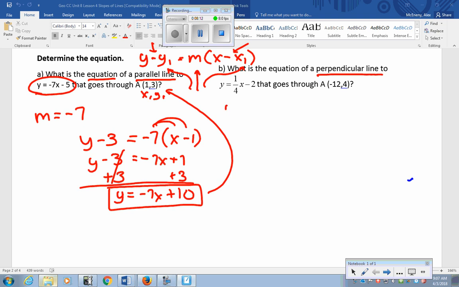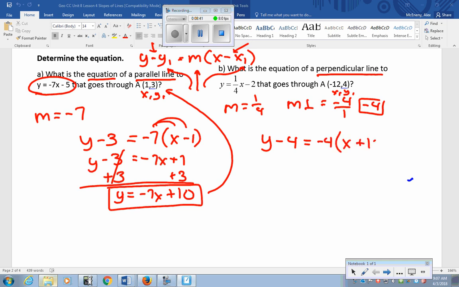Now the other one's talking about the equation of a perpendicular line. So we know our slope is 1/4, but if we want a perpendicular slope, that's going to have to be -4/1, which would just end up being -4. Now I'm going to do the same formula. I have x1 and y1 values. So I'm going to do y minus, in this case 4, equals -4 parentheses x, and I'm going to change that sign to a positive because it's a -12.